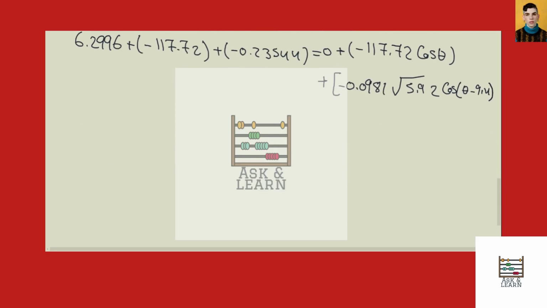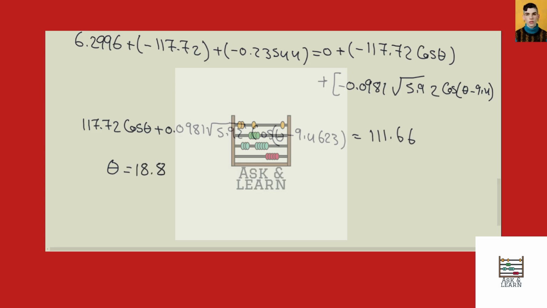If we simplify this, we will have 117.72 cosine theta plus 0.0981 root 5.92 cosine theta minus 9.4623, which is equal to 111.66. Solving numerically, we will get the value of theta, which is equal to 18.8 degrees.